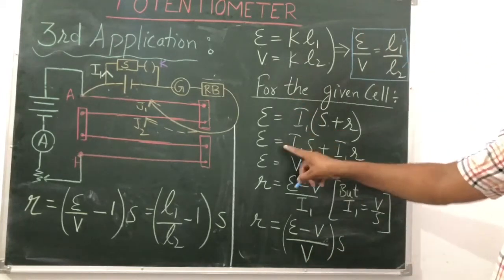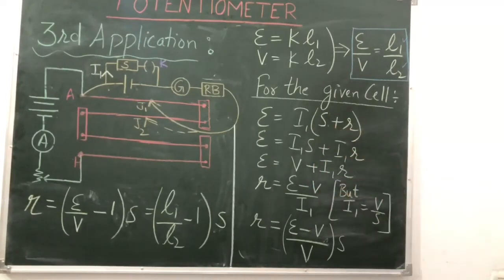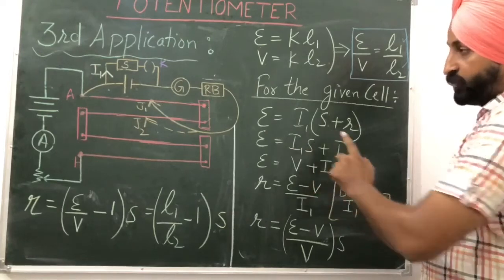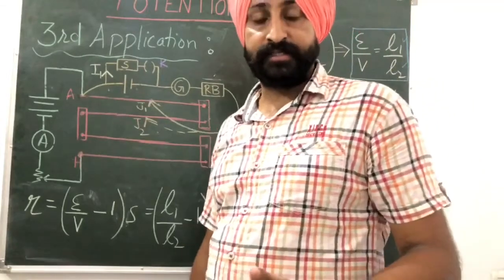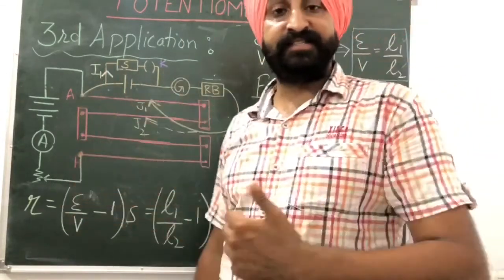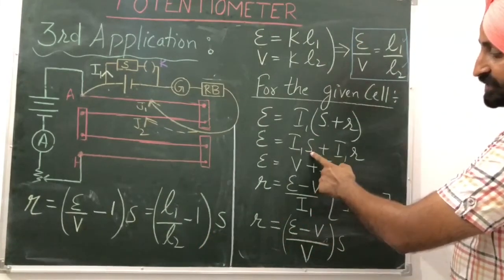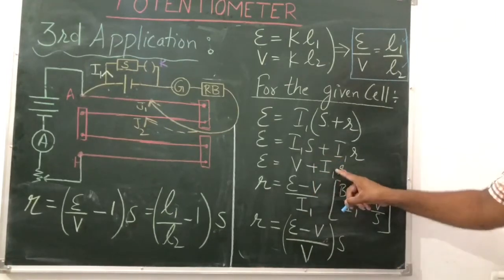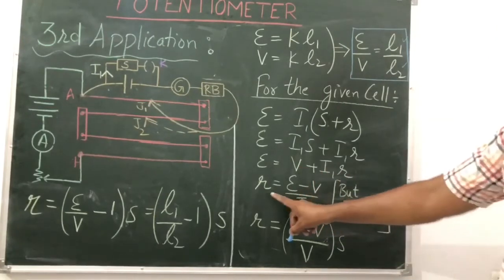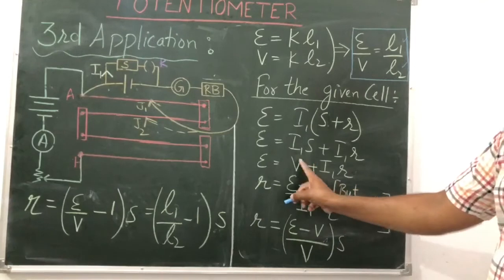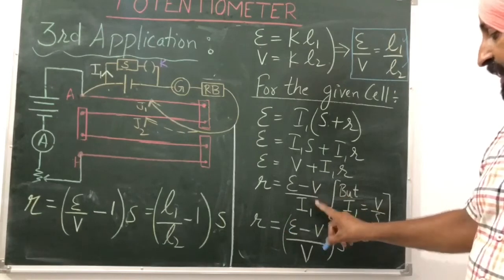So E is equal to I1 into S plus r, where we denote the internal resistance of this cell with small r. Now from here we can multiply I1 inside, so we will be getting I1 S plus I1 r. Now we know I1 S, where I1 is the current flowing and S is the external resistance or the shunt resistance. We know current into external resistance is equal to potential difference, which we denote with V. So in place of I1 S, we have written V over here and I1 r will remain as it is. So from here you can get the value of r, and r will come out to be E minus V divided by I1, as this V will get subtracted from E.